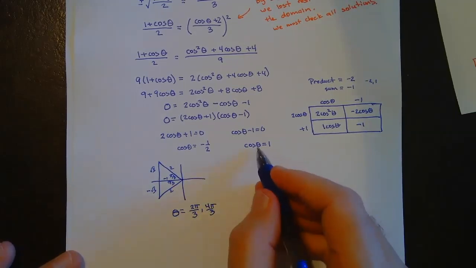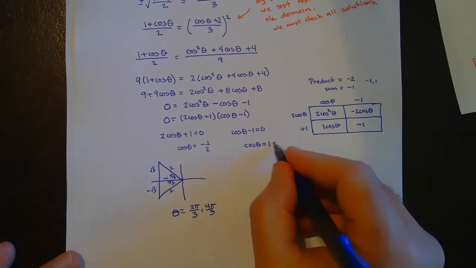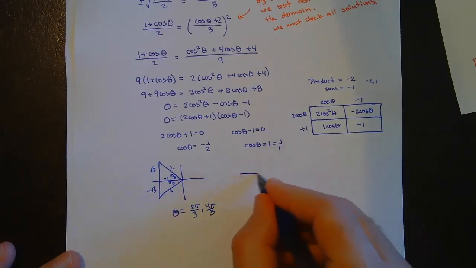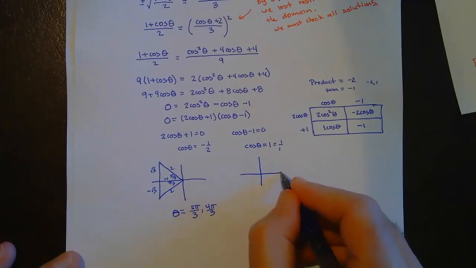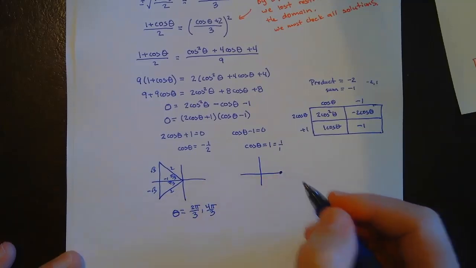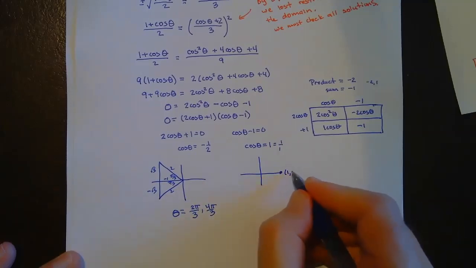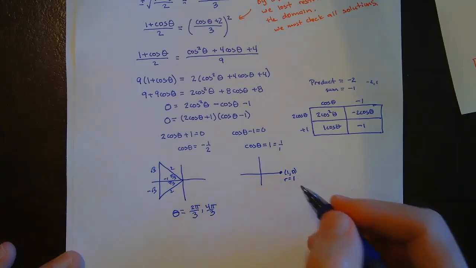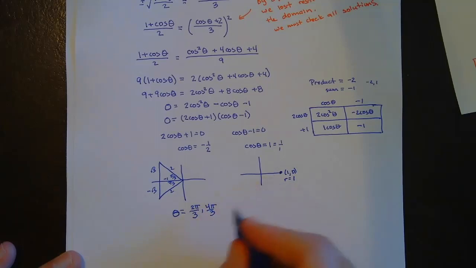Okay, over here, where is cosine +1? Well, that's 1 over 1, right? Well, that can only happen right here, right? Because right there, my x is 1, my y is 0, and my r is also 1, okay? Okay, so that would be what angle? That would be angle 0.